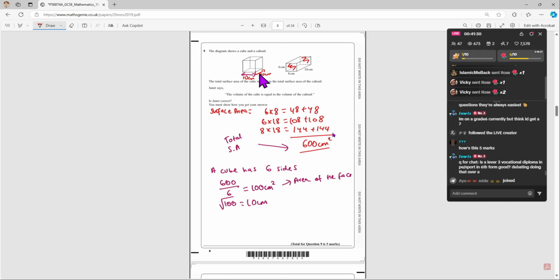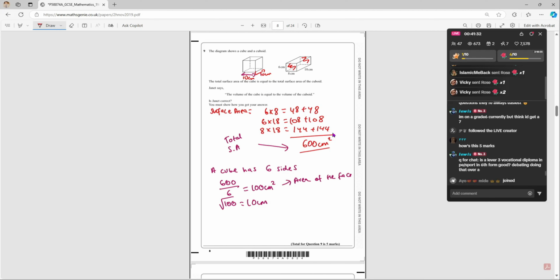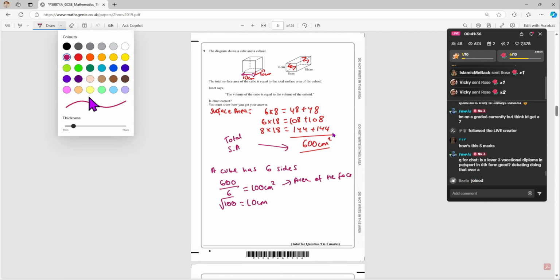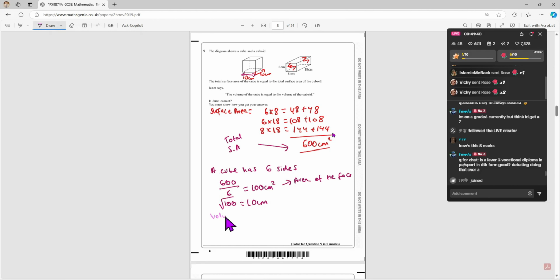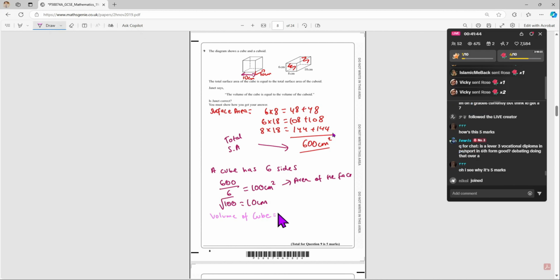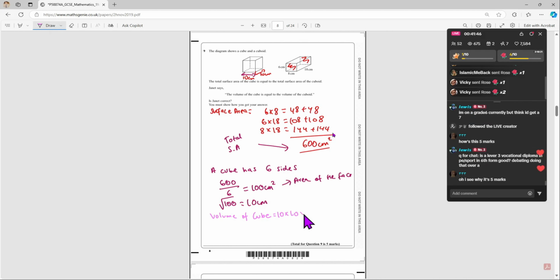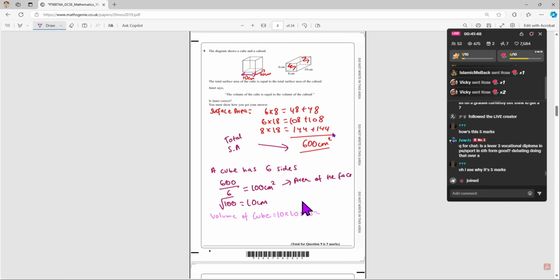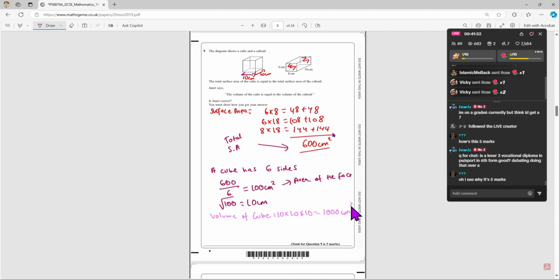Now we know that, we're going to work out the volume. We're going to work out the volume of the cube first. The volume of the cube is going to be 10 times 10 times 10, so length times width times height. It's going to be 1000 centimeters cubed.